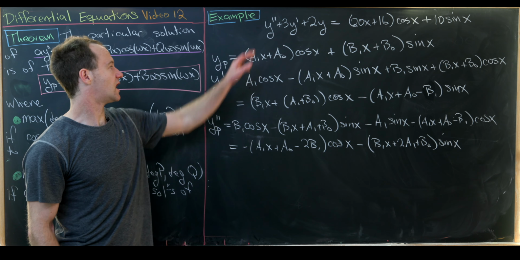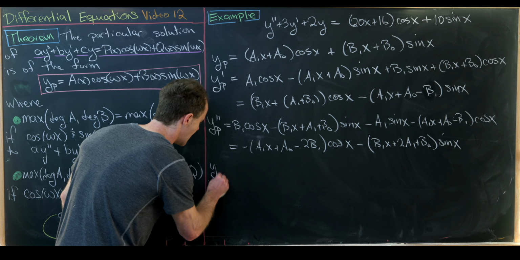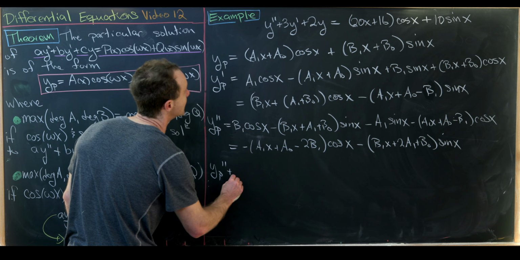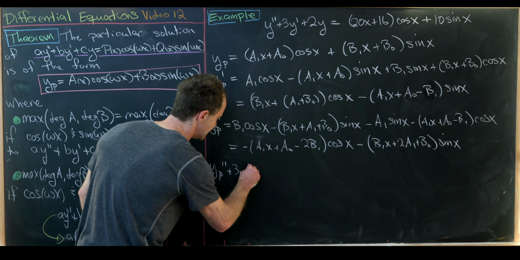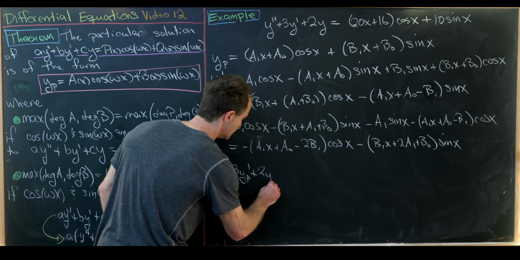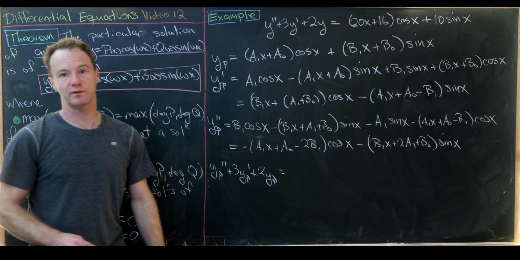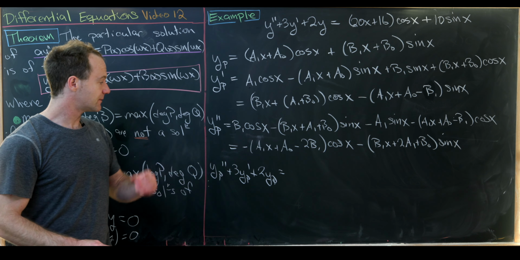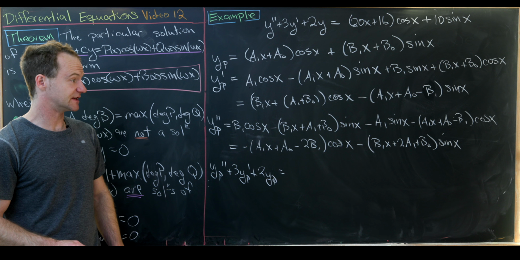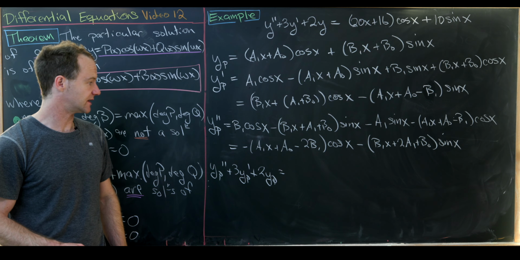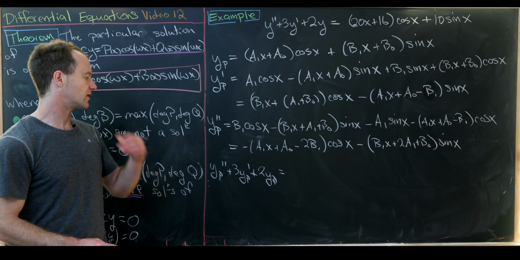And now let's do our combination of yp double prime plus 3yp prime plus 2yp and see what we get. So we need something in front of cosine as well as something in front of sine. So that's going to be the tricky part here.